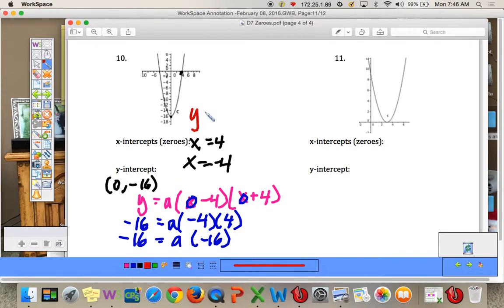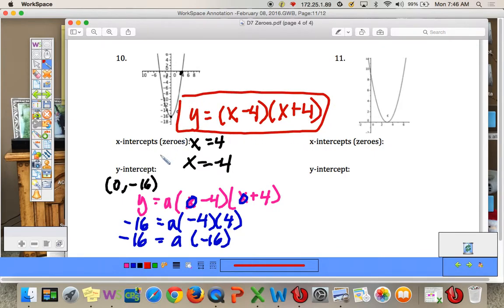So the equation of this function is y equals x minus 4, x plus 4. And you could put the 1 out in front, but you don't need to. Okay, last one. The x-intercepts, there's only one, and it's at 3. And since it does bounce back up, there's actually 2 of them here. So we have x minus 3, but there's 2 of them, it bounces back up. And then the y-intercept is, it looks like 9. Let's write that right here, 0, 9.